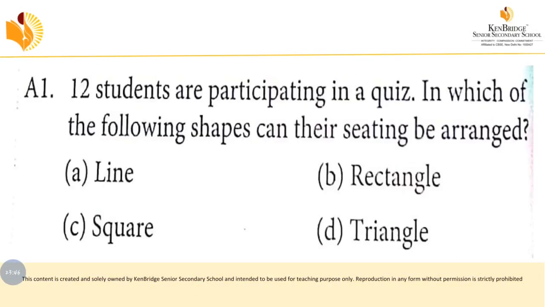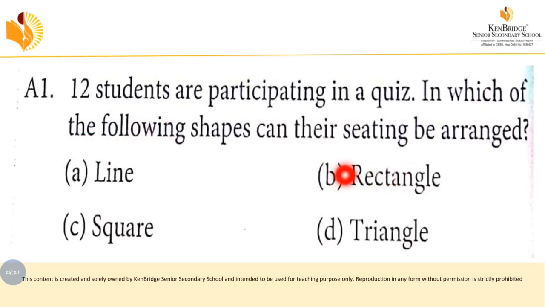So the next question is the A1 question. The question is: 12 students are participating in a quiz. In which of the following shapes can the seating be arranged? What are we going to do? We are going to represent the number 12 as the following shapes. What shapes are possible that they have asked? Okay. So 12. We know that all the numbers can be arranged as a line. So a line can be suitable for any number. So the first option is possible.